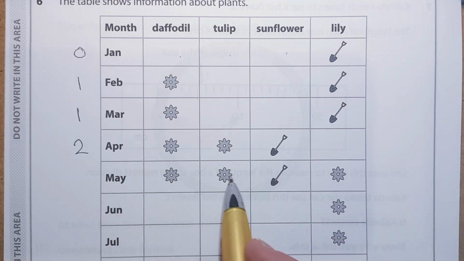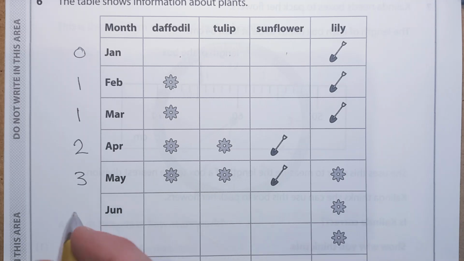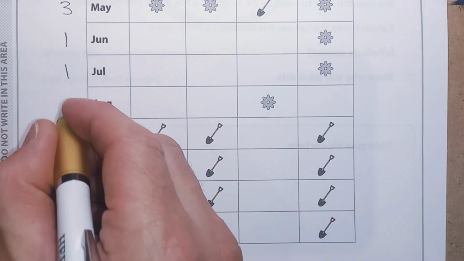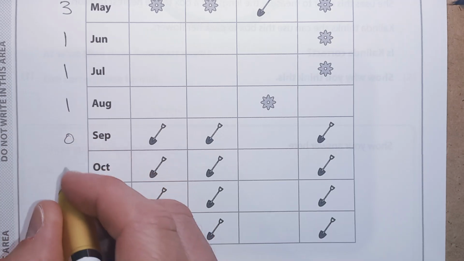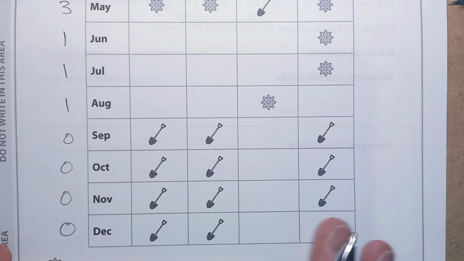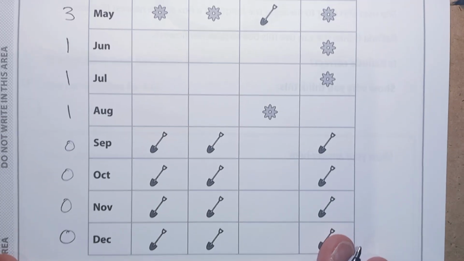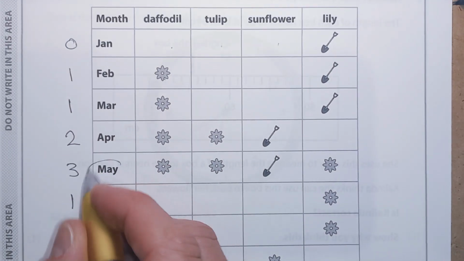In May, we got 1, 2, 3 plants that are flowering. In June, we've just got 1. In July, we've got 1. In August, we've got 1. And then we've got no flowers for any of these months in the autumn and the winter. So we want the month in which most of the plants are flowering. So what's the biggest number? Well, it's this 3 for May.